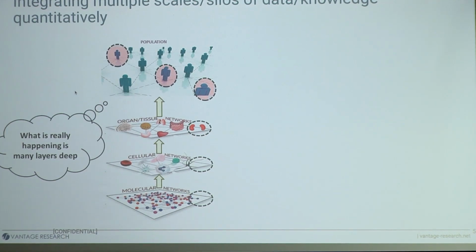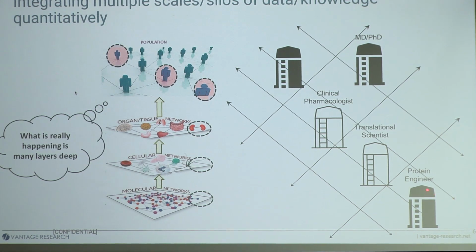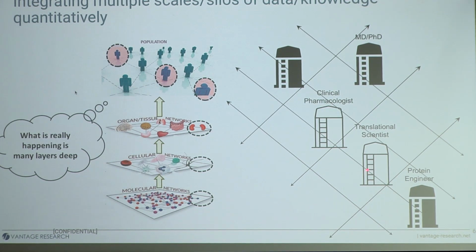And this problem is compounded by the fact that a lot of times this information is siloed. The person who's really designing the drug is a protein engineer. They care very much about what's happening at that scale. There are translational scientists who work with animal models, clinical pharmacologists who really worry about how a drug interacts with the populations. There are MD PhDs. Somewhere in the mix there are modelers.